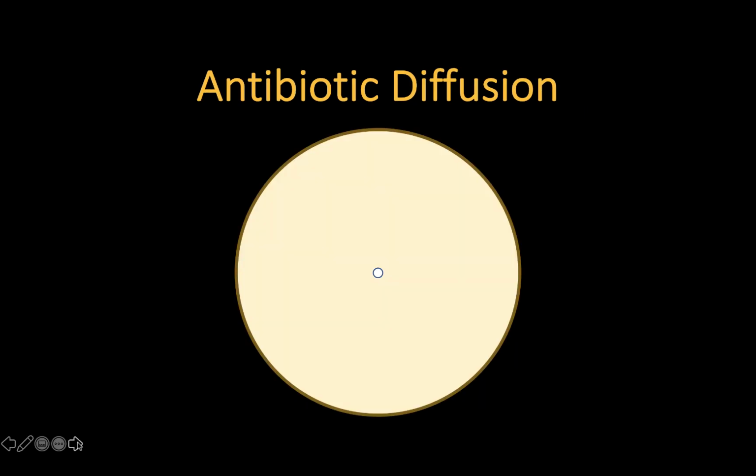Since we started with a dilute culture, the bacteria will start growing at 37 degrees Celsius. As they grow, the antibiotics diffuse into the medium, creating a concentration gradient. Higher concentrations of the antibiotics close to the disc and lower concentrations further away.